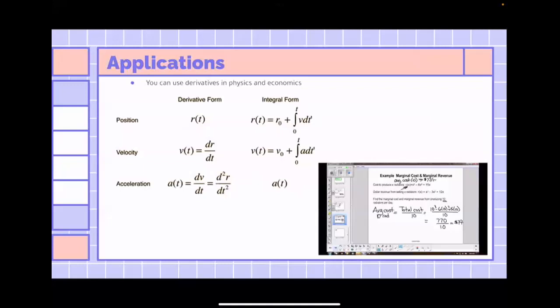Here are some applications. So we use derivatives in physics and economics. In the left picture, it's showing the relationship between position, velocity, and acceleration, which I will go over in a few slides. And then we can also use it in economics. We can use it to find the marginal cost, revenue, how much the average cost of something is. Basically, it's good for businesses to figure out how much money they're making with their products and stuff like that. Perfect. Okay, let's go over this first problem.